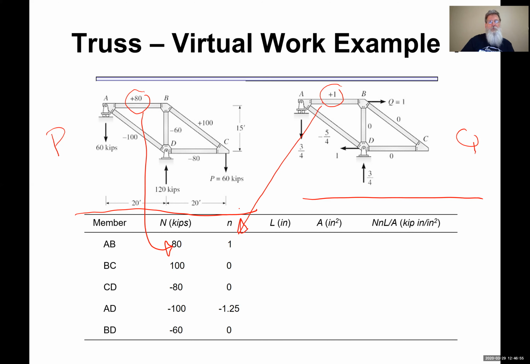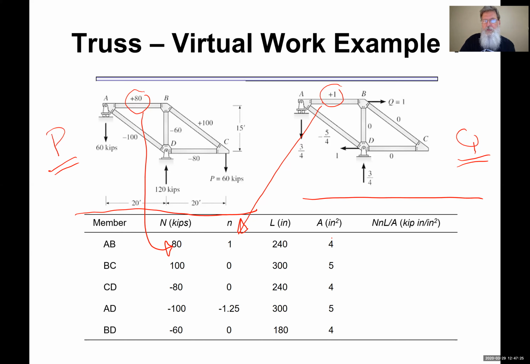So once I do my two truss analyses, my real system and my virtual system, I simply just fill in the table. Now I just need to do some geometry. So I look at my dimensions and I can put in the length of each one. I've converted those to inches to match the unit of my area. And then from the original problem statement, I know the cross-sectional area of each of the elements.